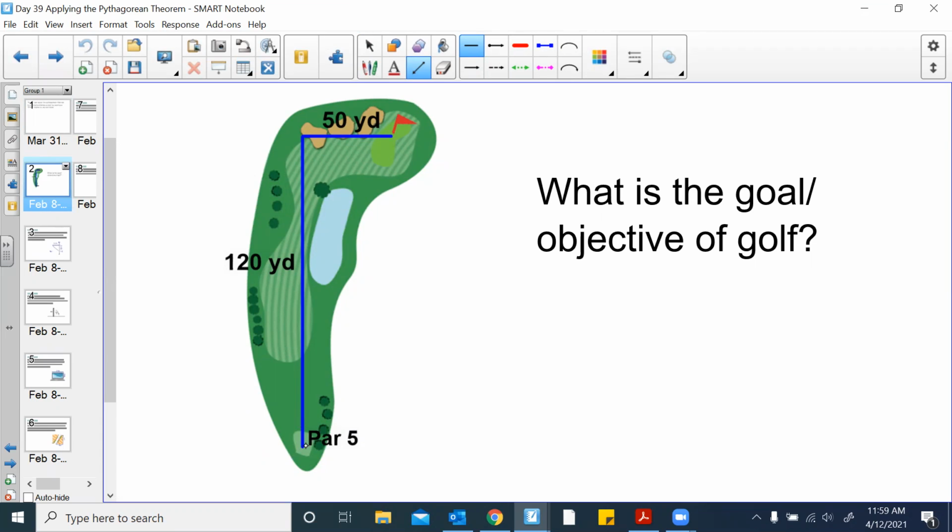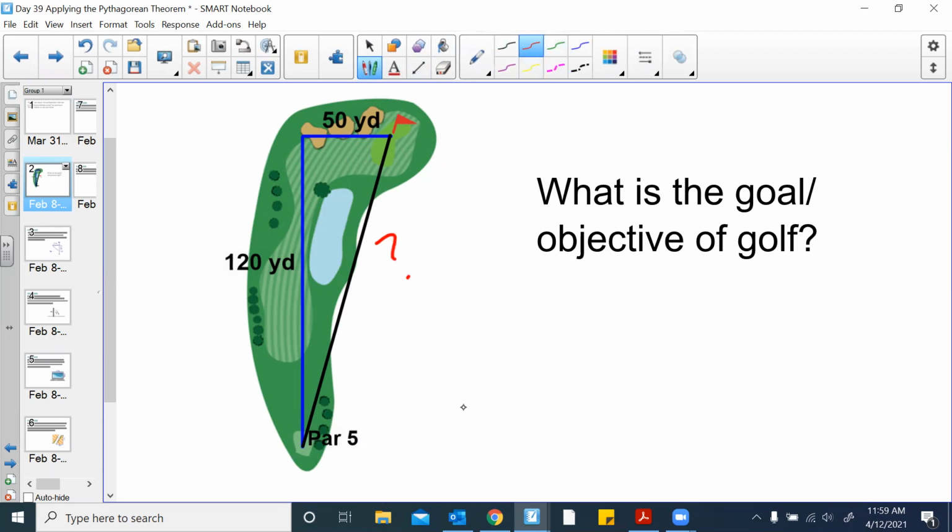Or if we were really good at golf, this is a very short par 5, by the way, you might be able to go straight for the flag, but you would need to know how far that is. Well, we can use our Pythagorean theorem by drawing our angle here, knowing that this is going to be our C, and we do not know what the hypotenuse is. And we can use our Pythagorean theorem to solve for that.